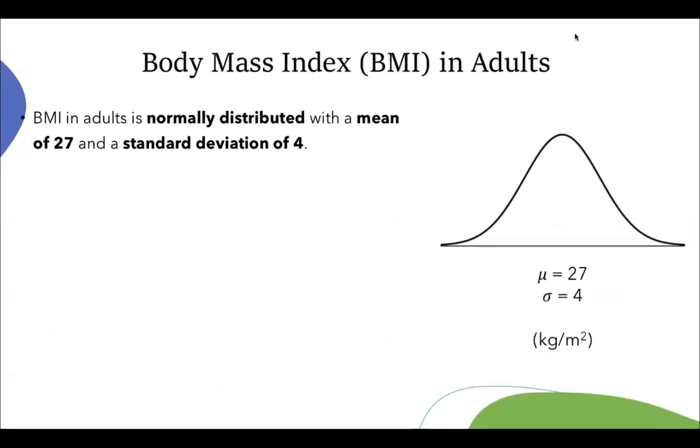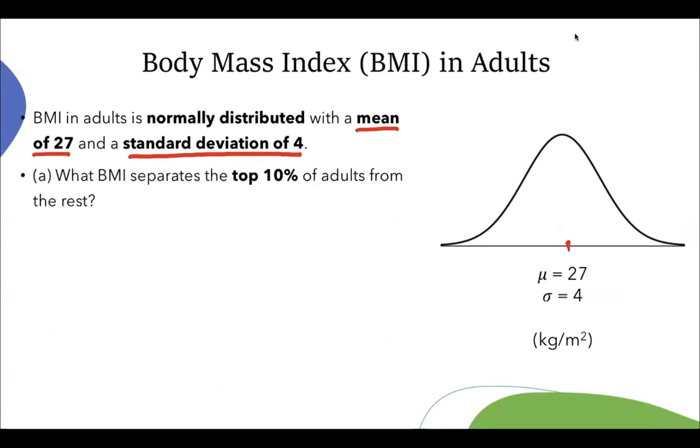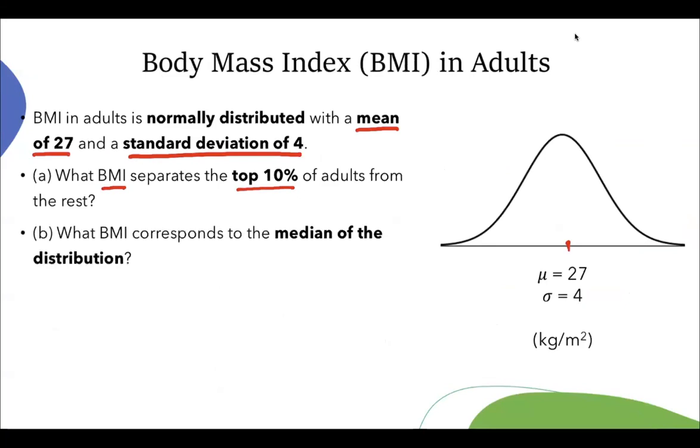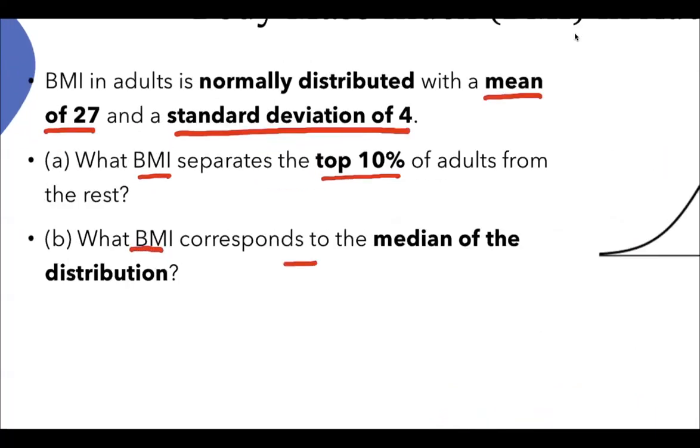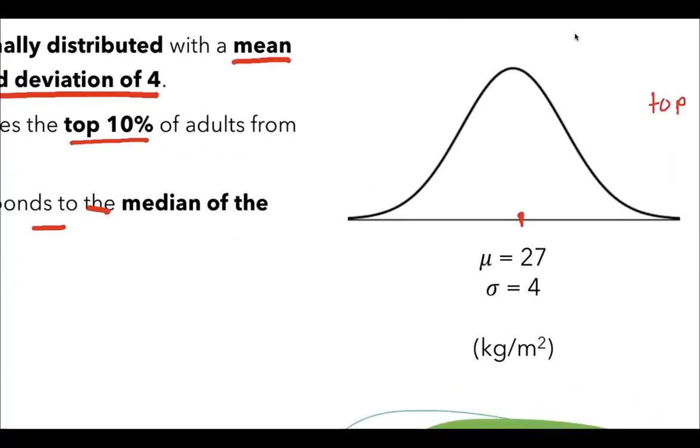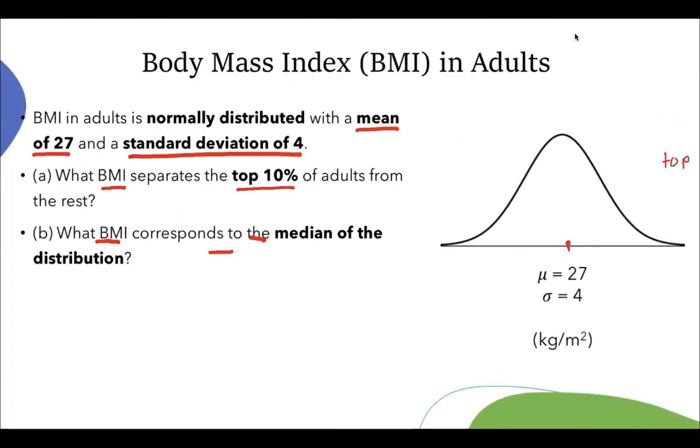Body mass index. We have a normal distribution of body mass index, and the mean is 27. The standard deviation is 4. So that's the center of our distribution. And we're talking about the top 10%. Let's find the BMI that separates the top 10% from everybody else. So top 10% is on the right. And let's find the BMI that corresponds to the median. And really, I'm just testing your terminology here because there's very little work to be done with part B.